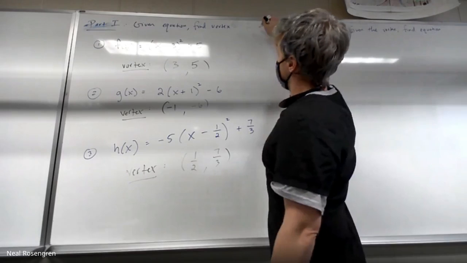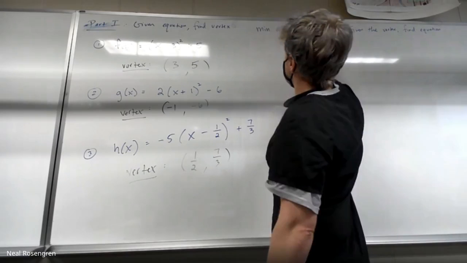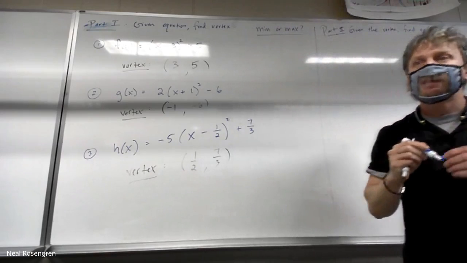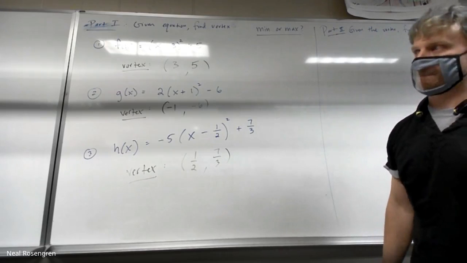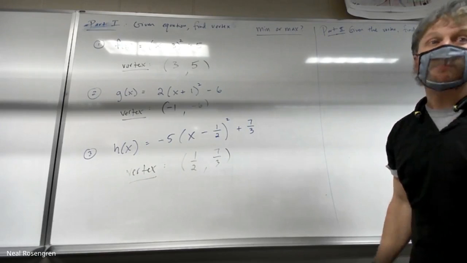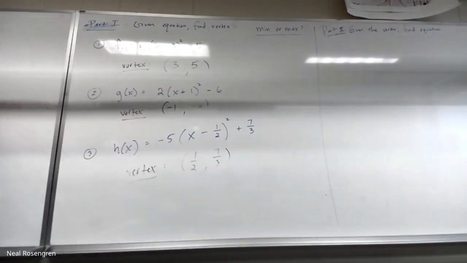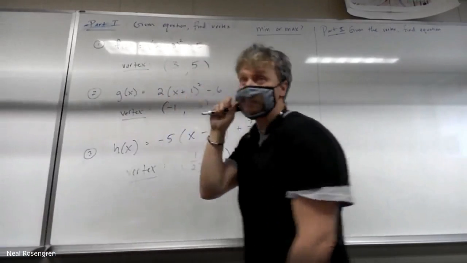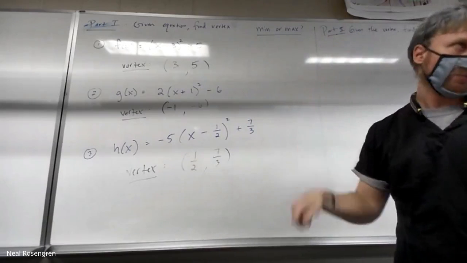Now I want to ask a follow-up question. Is that point a minimum for that function, or is it a maximum for that function? Well, it depends on each one, right? It's going to be one or the other. It's going to be a minimum if it's that lowest point because the thing opens upward, and it's going to be a maximum if it opens downward, okay? And so we just have to figure out what makes it open up and what makes it open down.